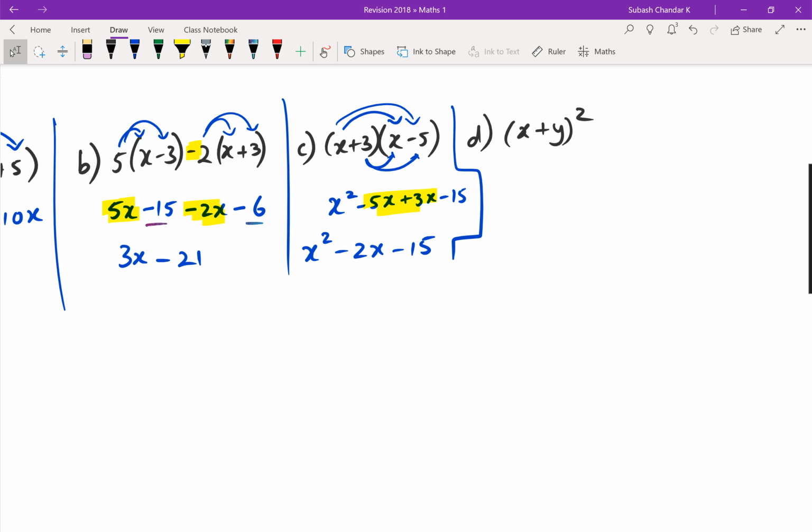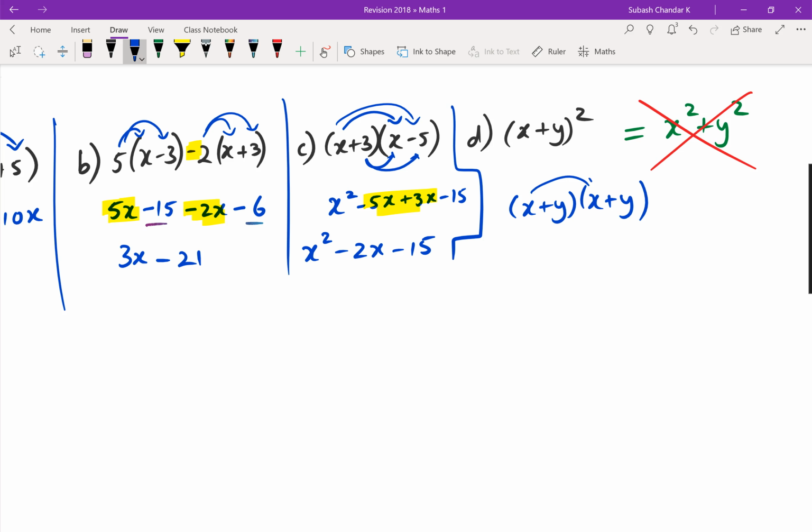As for the last one there, the most common mistake I've seen people make is they write this as x squared plus y squared. If you're that person that actually did this, you're wrong. Anytime you see a squared symbol, especially with brackets, get into the habit of writing it like this: x plus y times x plus y. Okay? Once you do that, then it's just simple expanding.